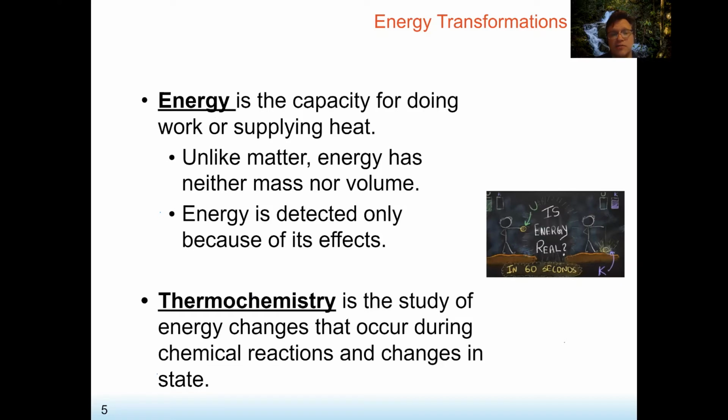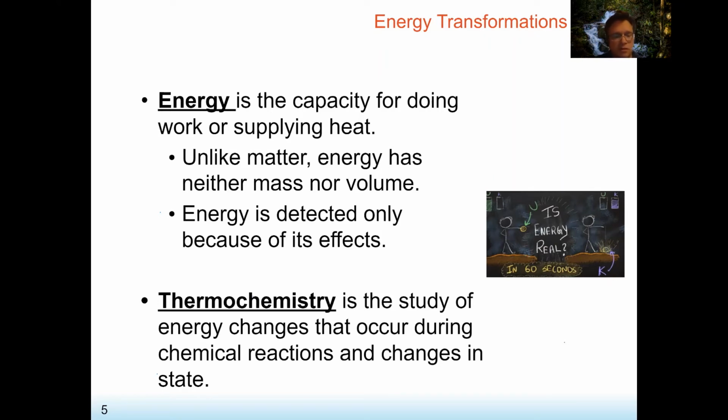So energy is defined as the capacity for doing work or supplying heat. It doesn't have mass or volume, so it's not matter. This is something that can confuse students quite frequently. And you wouldn't think it, but saying something like, I got a lot of energy in that hamburger or something like that, you have to be careful with how you think about that concept.